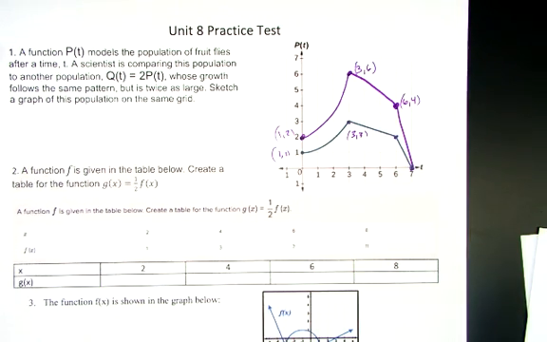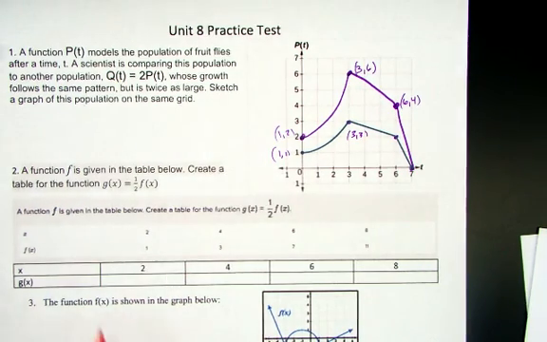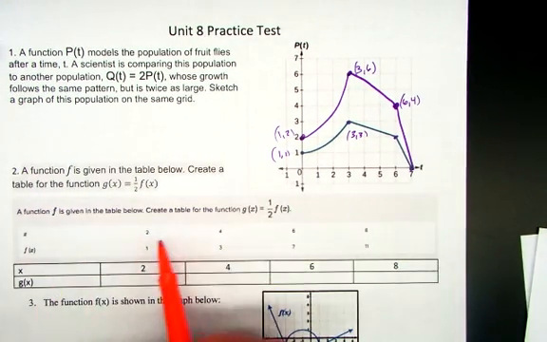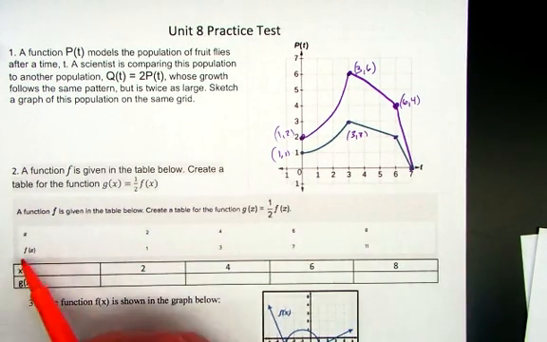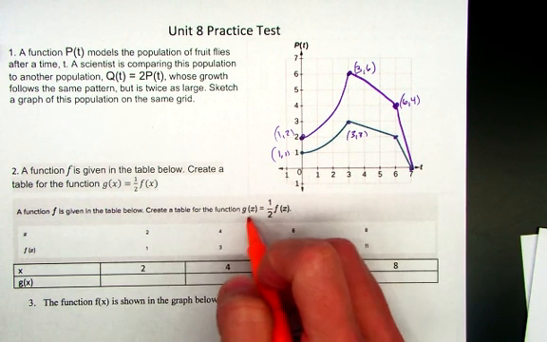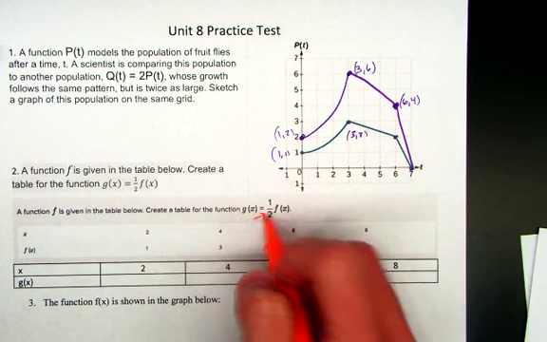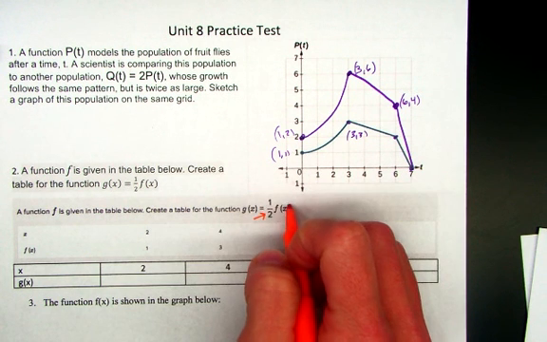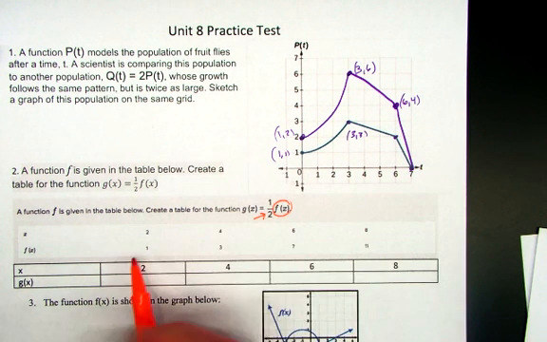For number 2, I have this function. Here's x: 2, 4, 6, 8. F of x is 1, 3, 7, 11. And it wants us to create a new table where g of x is half of f of x. Now, f of x is just all of your y values.